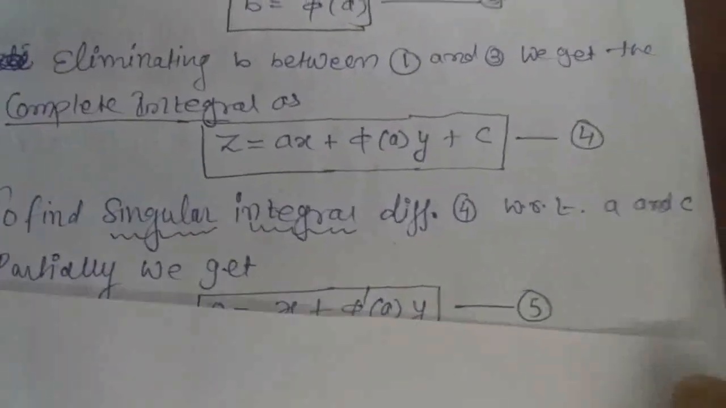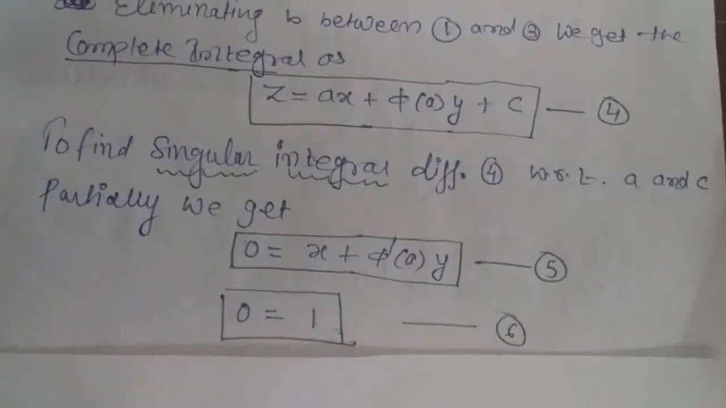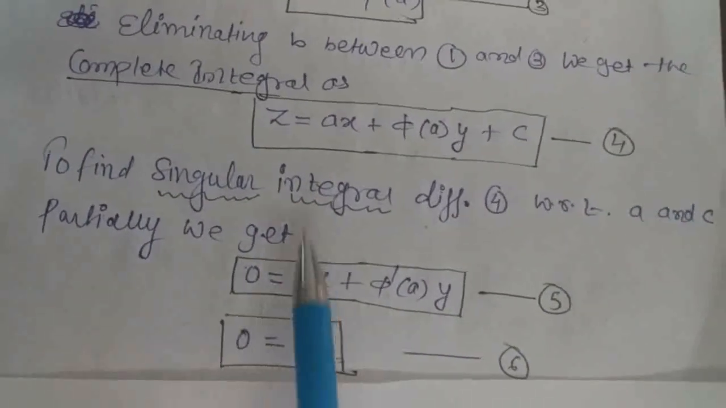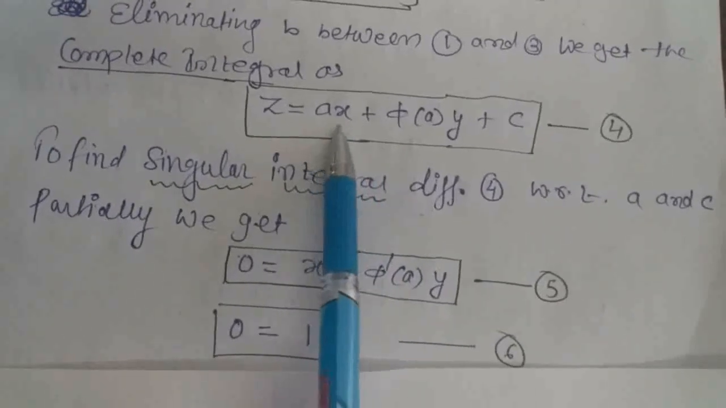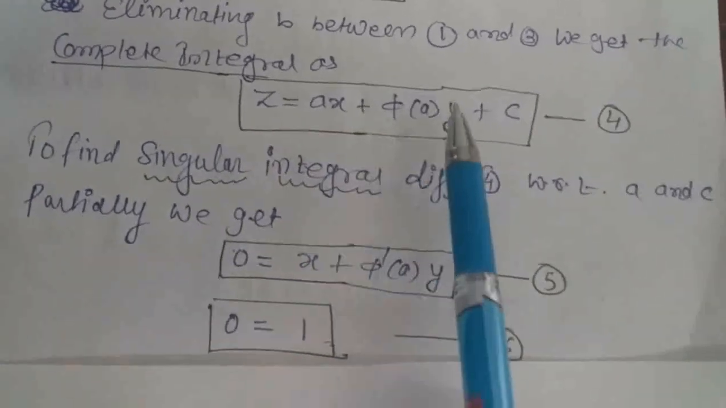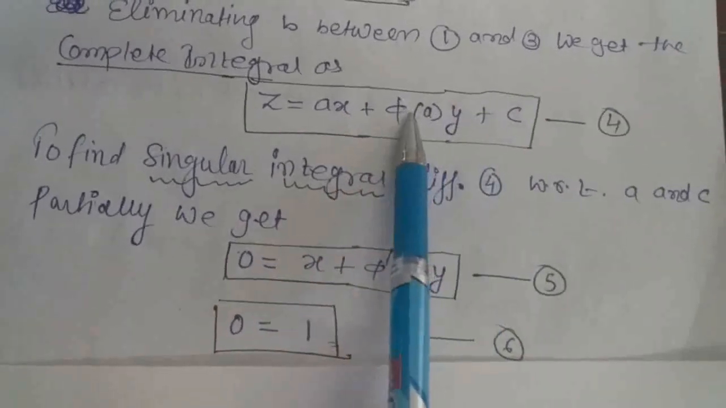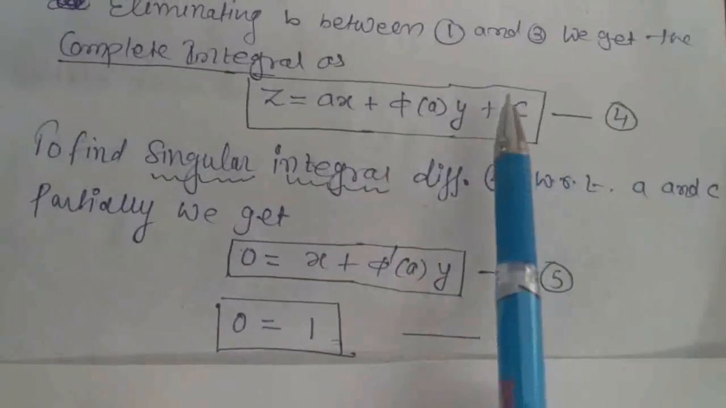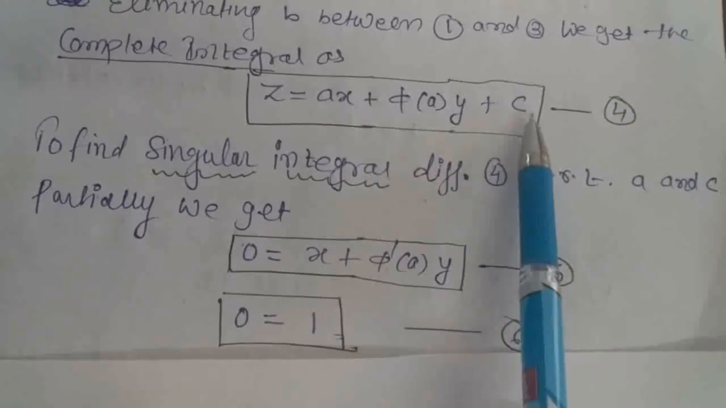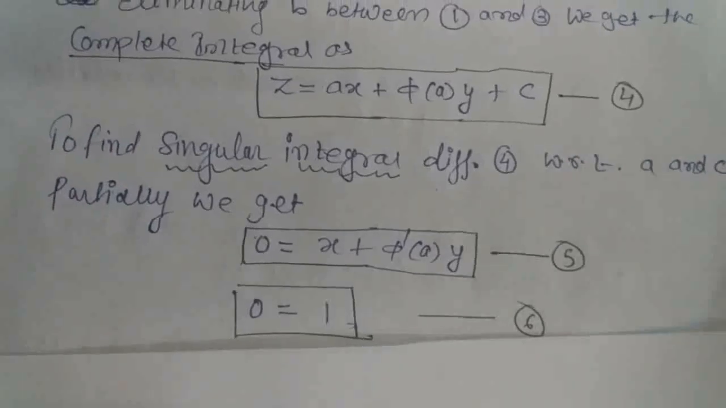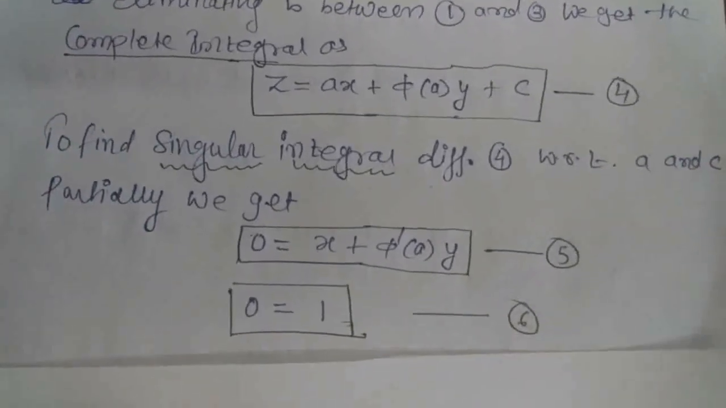And now with respect to c, we get the partial derivative of z with respect to c is 0, the partial derivative of ax with respect to c is 0, plus the partial derivative of phi(a)y with respect to c is 0, plus the partial derivative of c with respect to c is 1. So this is 0 equal to 1.